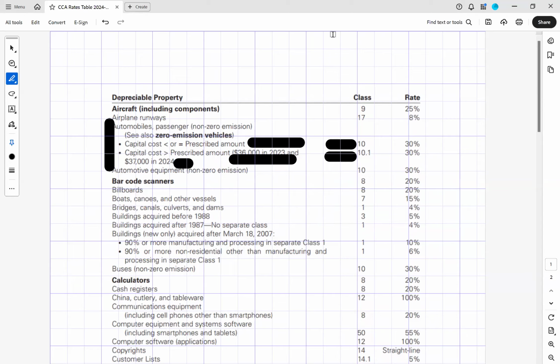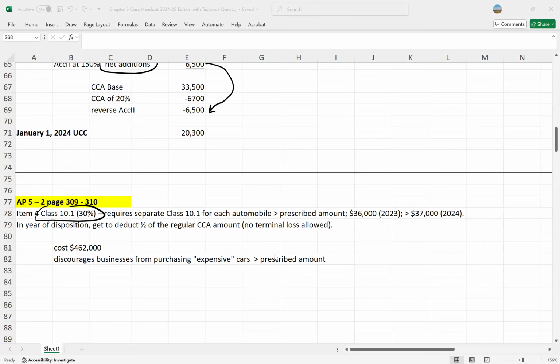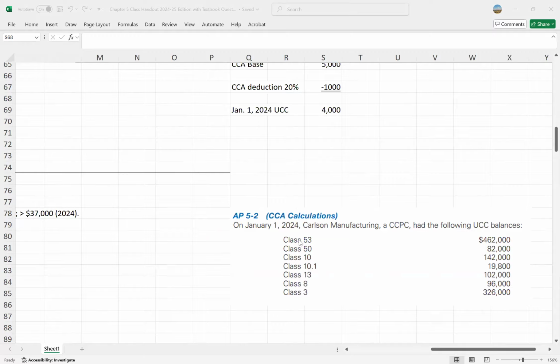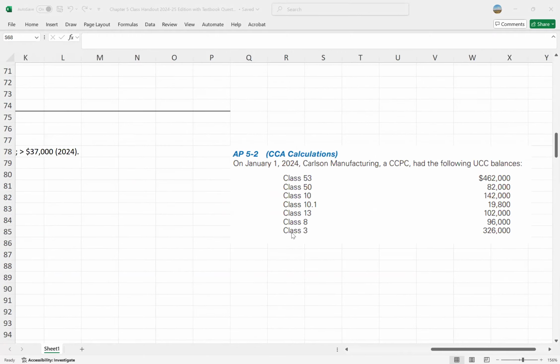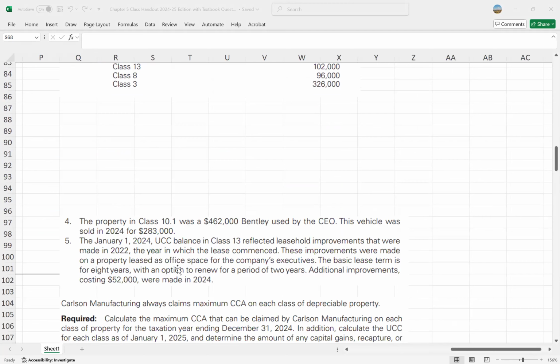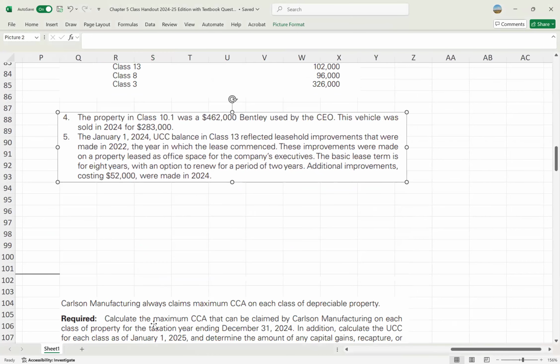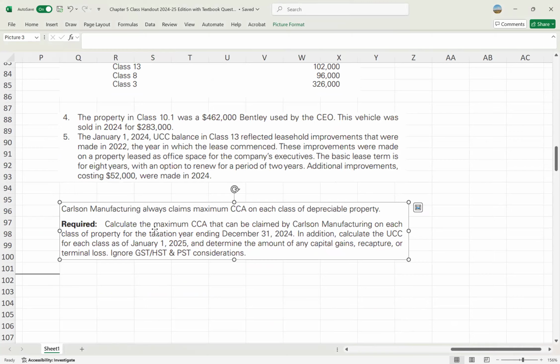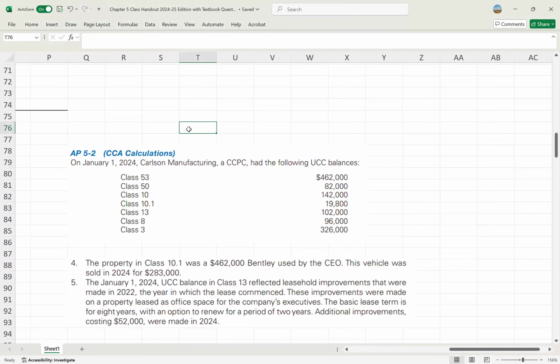And I want to just sort of show you using the example on the Excel handout. So on the Excel handout, we're going to look at assignment problem 5.2. And if we scroll over here, this is assignment problem 5.2. Oh, where's the rest of the question here? Here. So this is sort of a question with a lot of different classes. But once again, we're just going to focus first on class 10.1.